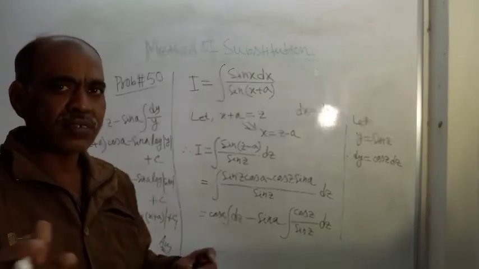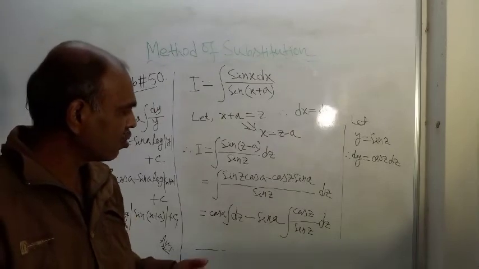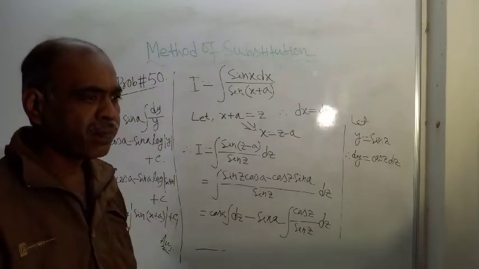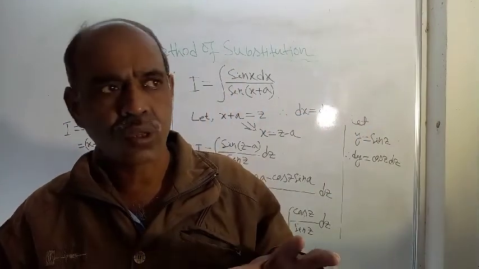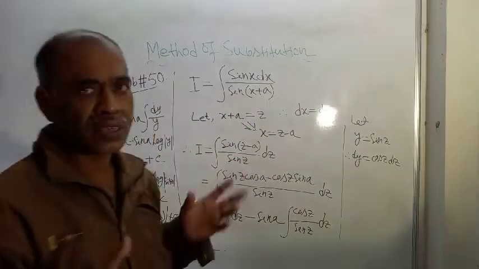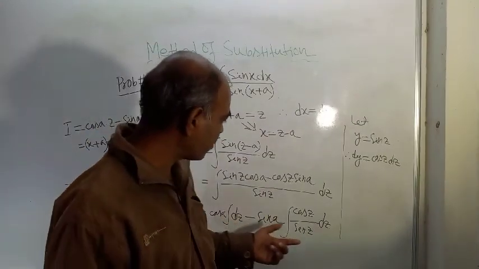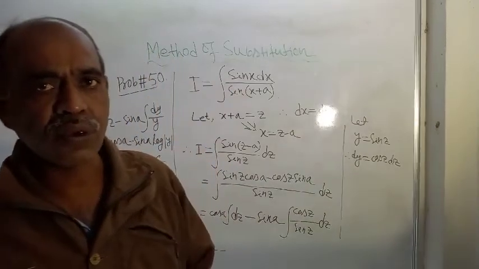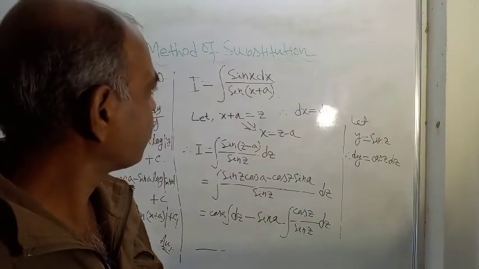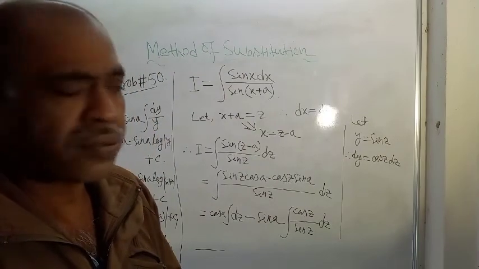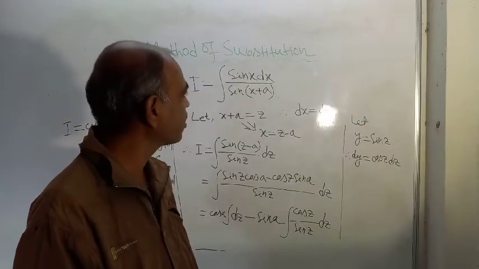If you watch the video carefully, then I think there will be no problem understanding all these things. To solve this given problem, we have to make two substitutions. The first substitution was x plus a equal to z, and the second substitution was sin z equal to y. This problem is actually very easy to solve. If you have already learned the method of substitution, then I think you can solve this problem yourself. There will be no difficulties in solving such problems.